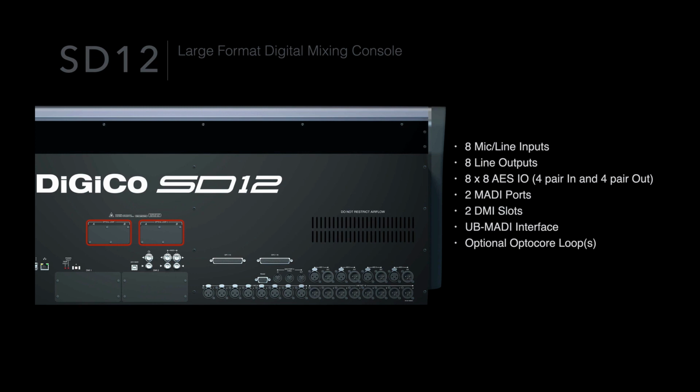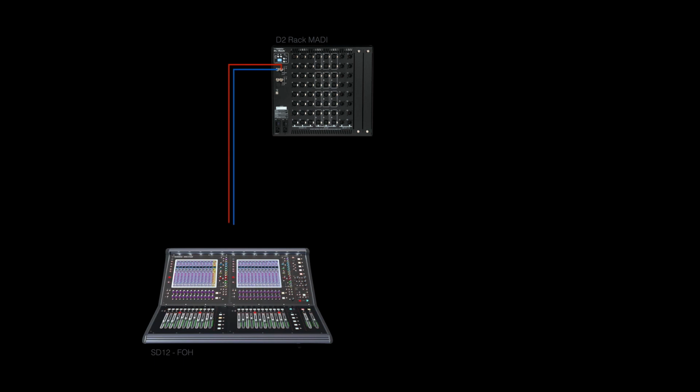In fact, everything within the SD series line can have optocore added to it. You're going to see an optocore in a minute. I'm going to explain that in system number 3. It is a fiber-based loop system, and this SD12 or any of the SD series could be part of that system. All right, so let's build up our system.